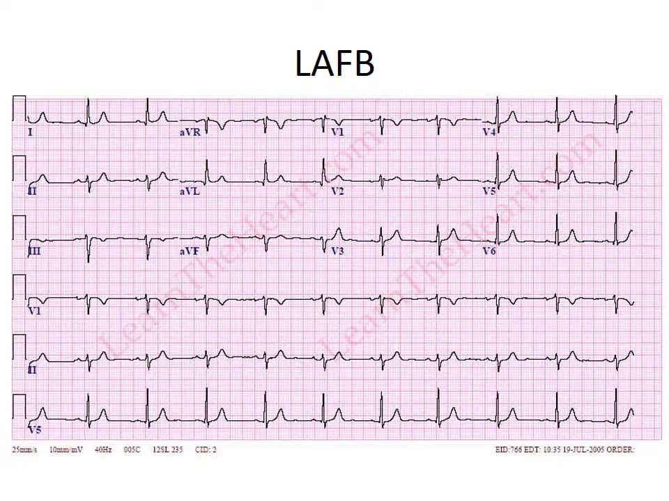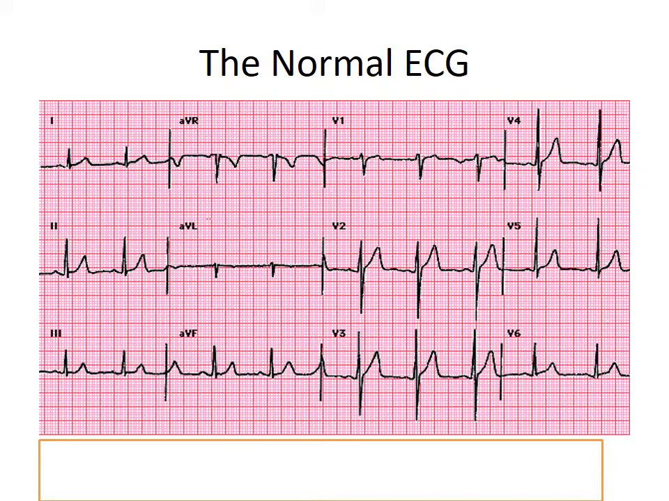Left anterior fascicular block, again, I don't think you're going to need to know that. It's in lead 2, and if lead 2 is mostly negative, then that's a left anterior fascicular block. I don't think you really need to know that. All right, look at normal EKG.